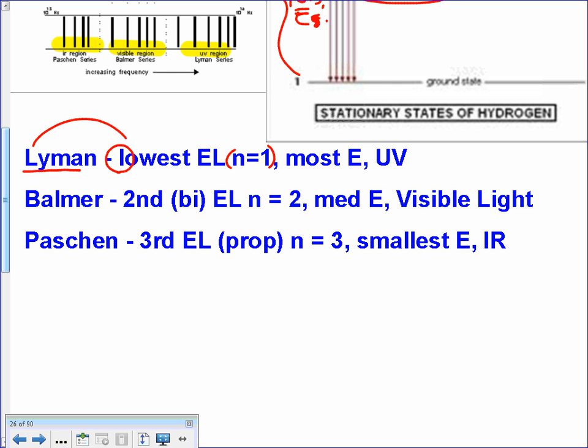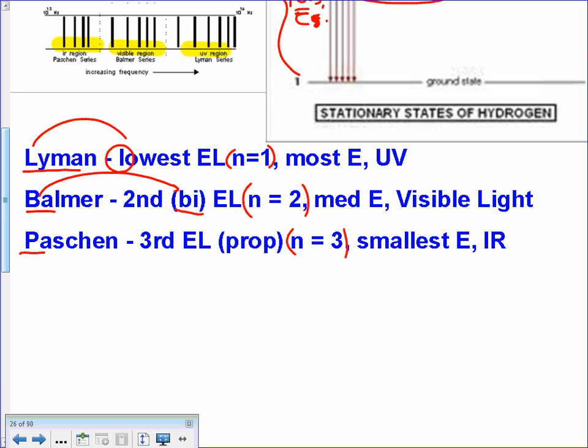I have to come up with these little cheesy ways to remember things. The Balmer series is anything that drops from a high energy level down to energy level 2. So think of Balmer as bi, which means 2. I think that will hopefully help you remember that it's dropping to the second energy level. And since that's a mediocre amount of energy, we're going to put that in the middle of the spectrum, which is visible light. So most of the light that we see is due to some drop in energy in the Balmer series. Paschen is going to be dropping to n equals 3, which is not a big drop.